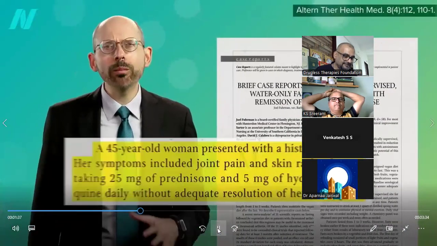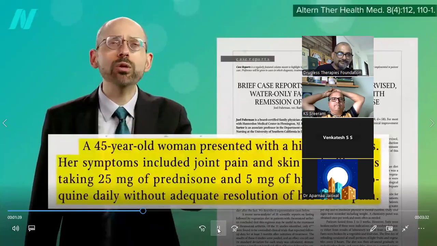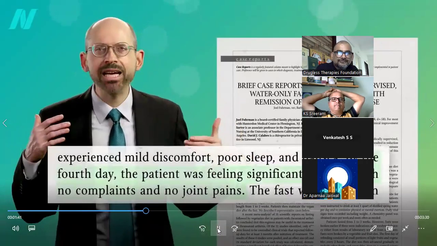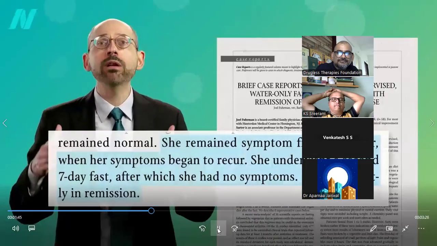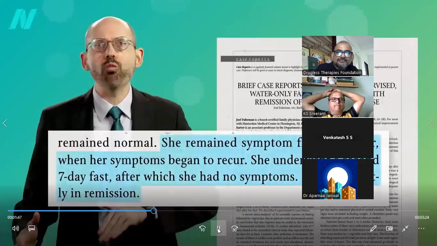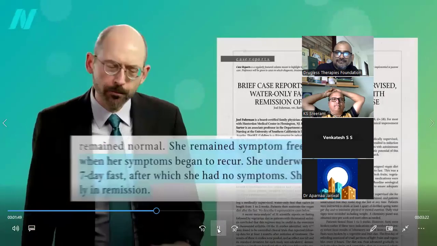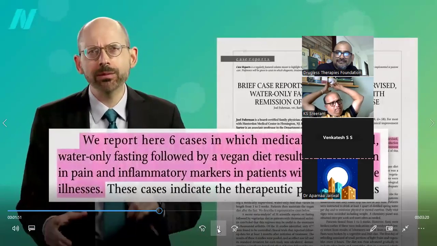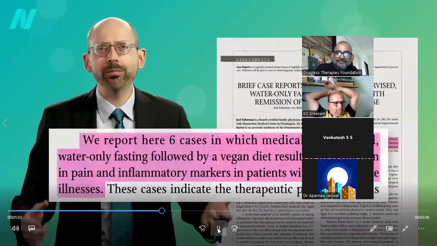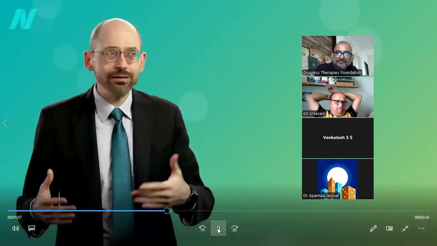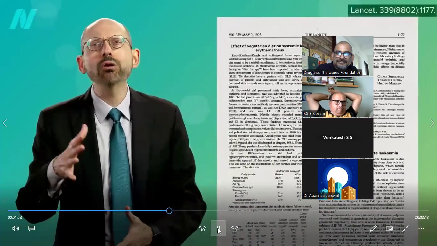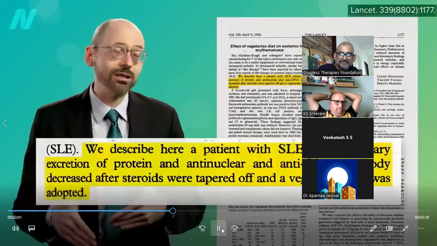A 45-year-old woman remaining in pain despite her immunosuppressive drugs, but pain-free by day 4 of fasting, and remained symptom-free for a year before wiping them out again with a second fast. Now, note this wasn't just fasting, but fasting followed by a plant-based diet in an attempt to solidify the gains. And a strictly plant-based diet, zero animal protein, alone has been shown to control symptoms in at least some cases.